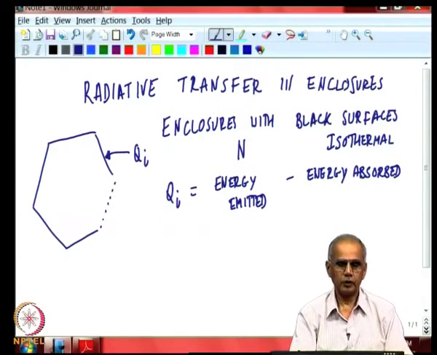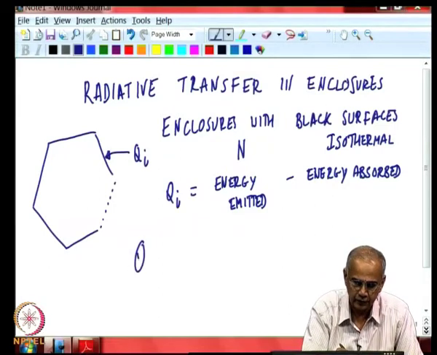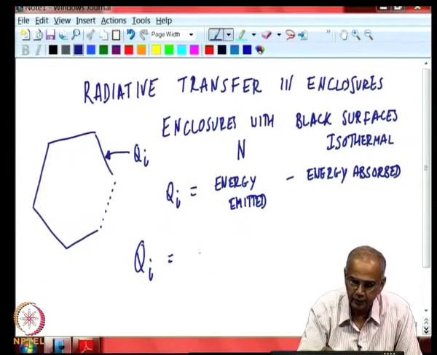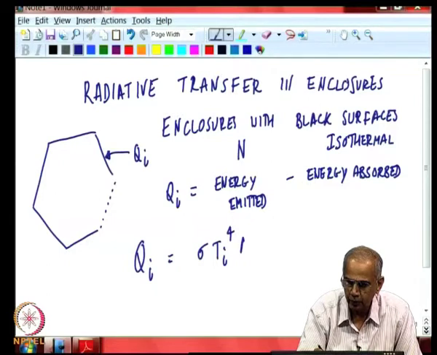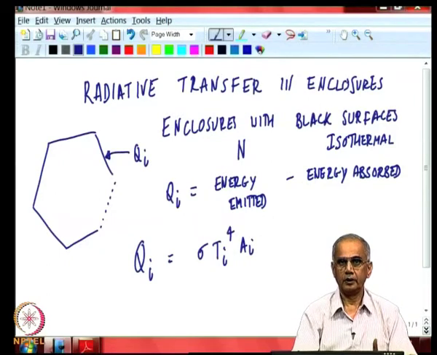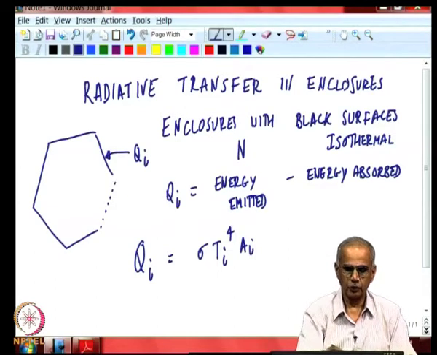Right. So, all you have to do, and this is all black surfaces, so life is very easy. Energy emitted by the ith surface is nothing but sigma Ti to the power of 4 into Ai. That is the total radiation emitted by that surface in watts. This is also in watts.